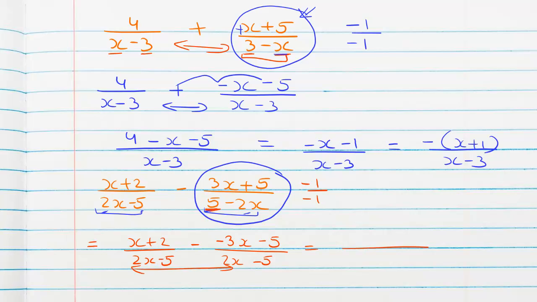Now we can take a common denominator over here. We get 2x minus 5 and we have x plus 2. These negative signs multiply, so negative sign and negative, we get a positive sign, plus 3x plus 5. And the last step would be we get x plus 3x, that is 4x plus 7. 2 plus 5 is 7, and over 2x minus 5.